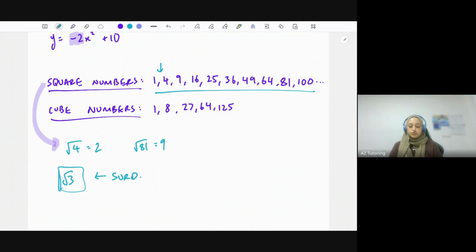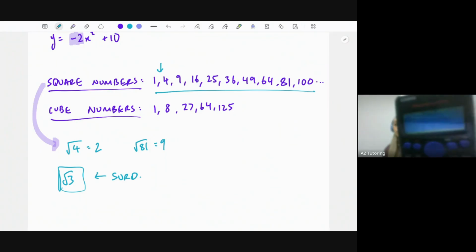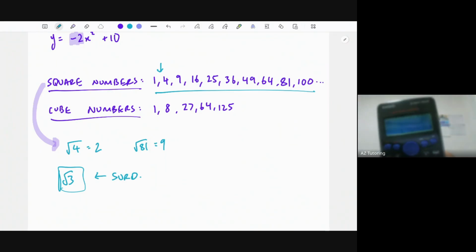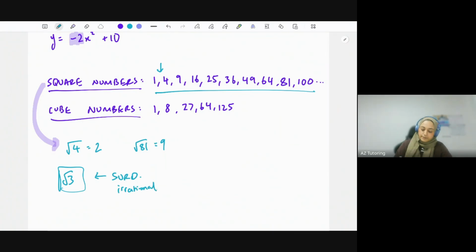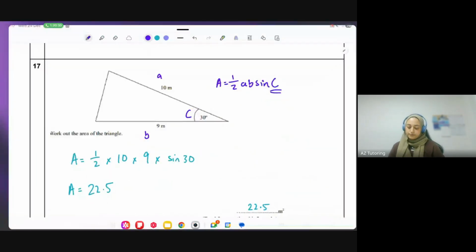If you put root 3 in your calculator and change it to a decimal, it's a number that continues forever. It doesn't stop. We call that an irrational number. So you can't really do maths with them as decimals, so we leave them as surds, and there are quite a few surd rules you need to know if you're doing higher.